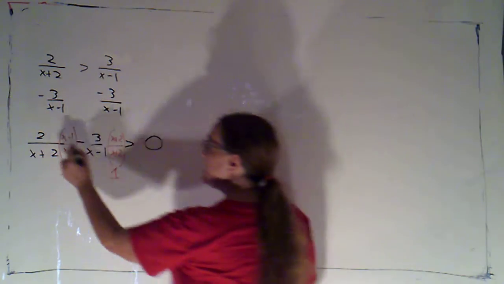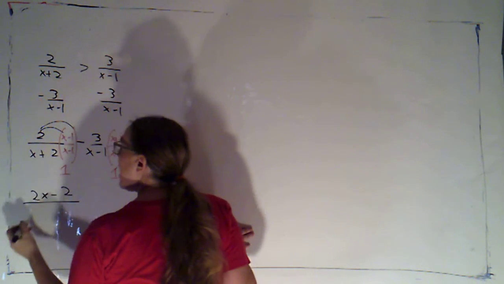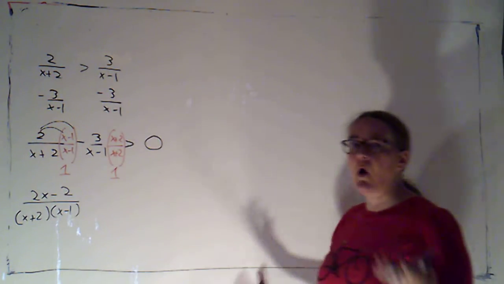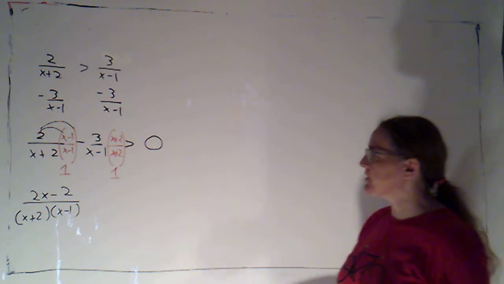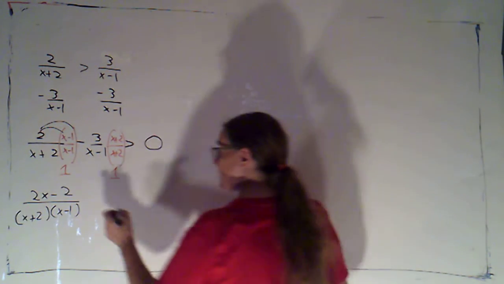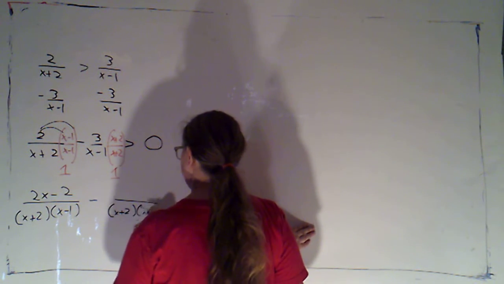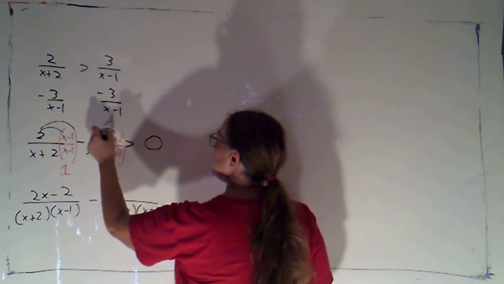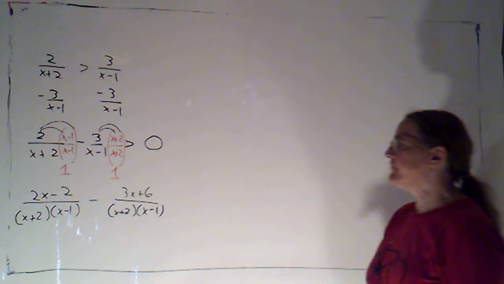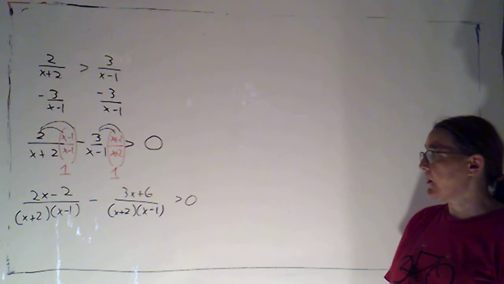Okay, so on top here, I'm going to distribute that 2. So we'll have 2x minus 2 over, I'm going to keep the bottom in factored form. Because I know ultimately I want to have the top and the bottom factored. I need to multiply out the tops so that I can combine like terms, but the denominators are going to be the same, so I'll just keep those in factored form. And here I'm distributing that 3. So I'm subtracting 3x plus 6 over that same denominator, x plus 2 times x minus 1. And I want this to be bigger than 0.